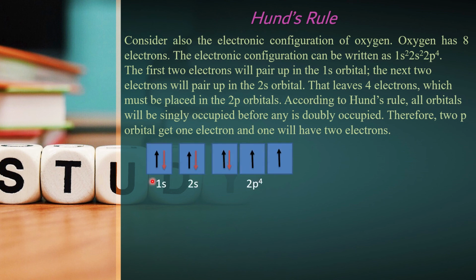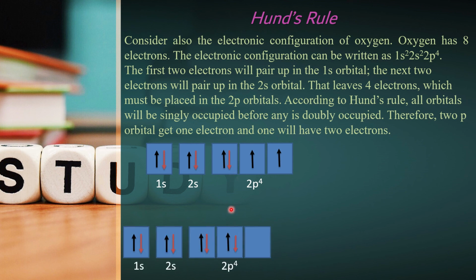Look, this is an electronic configuration of oxygen where 1s has 2 electrons, 2s has 2, and there are 4 electrons in 2p. At first an electron goes to px, the second electron to py, and the third electron to pz, but their direction is the same. And the fourth electron of the 2p subshell again comes to the px orbital with opposite direction.